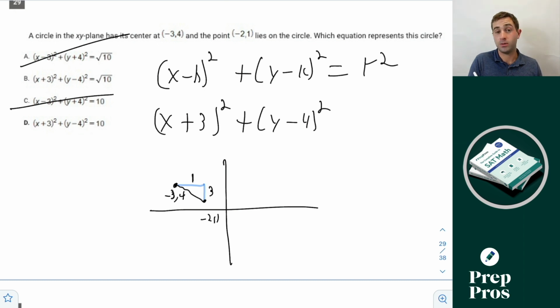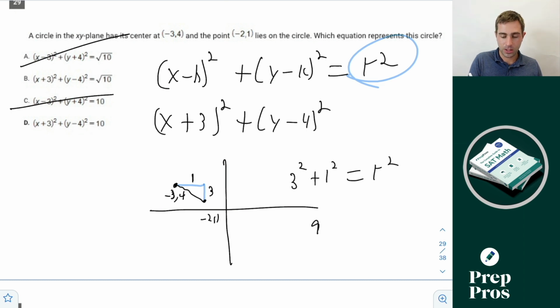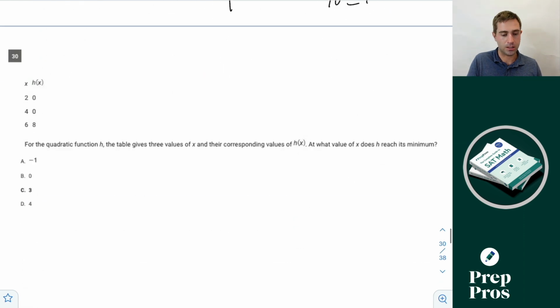So we can simply do a squared plus b squared equals c squared, and that's going to give us the same as our r squared value. So all we actually have to do here is 3 squared plus 1 squared is going to be equal to r squared, and that's just going to give us 9 plus 1 is equal to r squared. That's going to give us that 10 is equal to r squared. Therefore, we need to have 10 here. That's going to tell us D is correct.